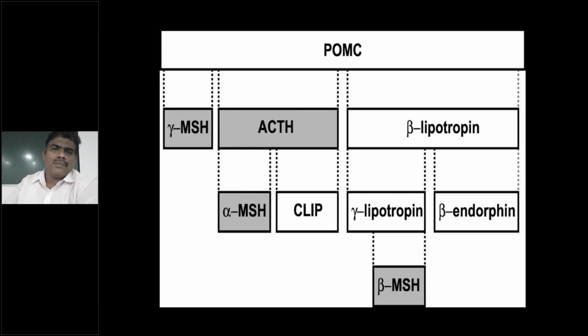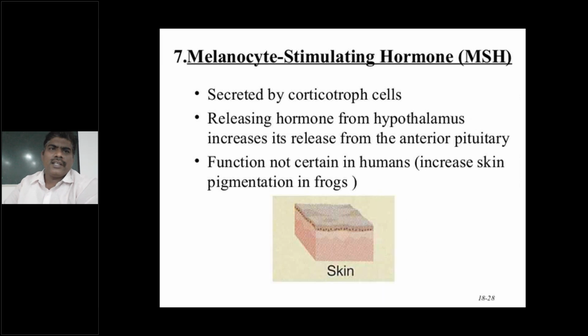And melanocyte stimulating hormones. The origin of this is pro-opiomelanocortin. From pro-opiomelanocortin come alpha melanocyte stimulating hormone, adrenocorticotropin, and beta lipotropin. From this beta lipotropin come gamma lipotropin and beta endorphins, and from this beta melanocyte stimulating hormone is formed. Overall, for the synthesis of the endorphins, pro-opiomelanocortin is the starting molecule.